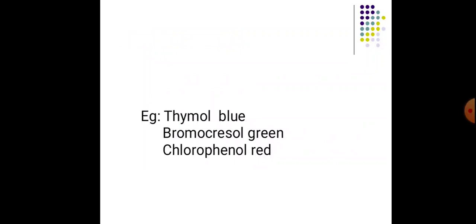So the first method for the measurement of pH is indicators. They are usually weak acids, and in the acidic solution they are undissociated and give the acid color, and in the presence of dilute alkali they form a salt, which will then dissociate and give the alkaline color. Just remember the names of these indicators: thymol blue, bromocresol green, and chlorophenol red.